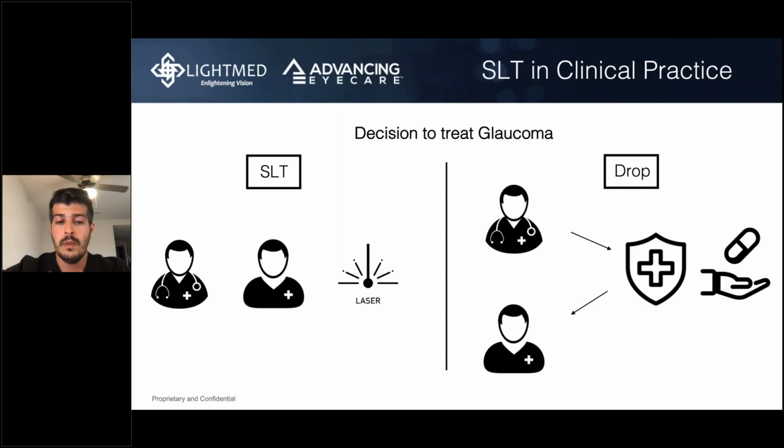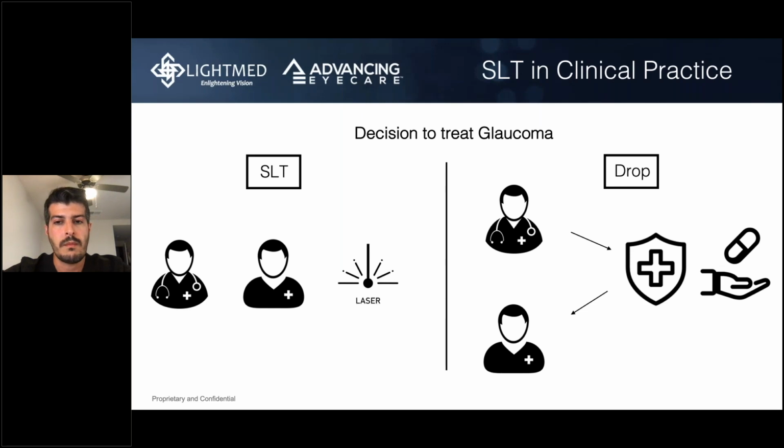So when you look at the risk-benefit ratio, I still prefer to do a second SLT before calling SLT a failure and then switch them to an eye drop, because I don't think we have anything to lose. And besides a few weeks that I'm going to do the treatment and wait to see what kind of pressure we got, thankfully, glaucoma is such a slow disease that a few weeks is not going to make a difference. So I look for a reason not to do SLT a second time around.